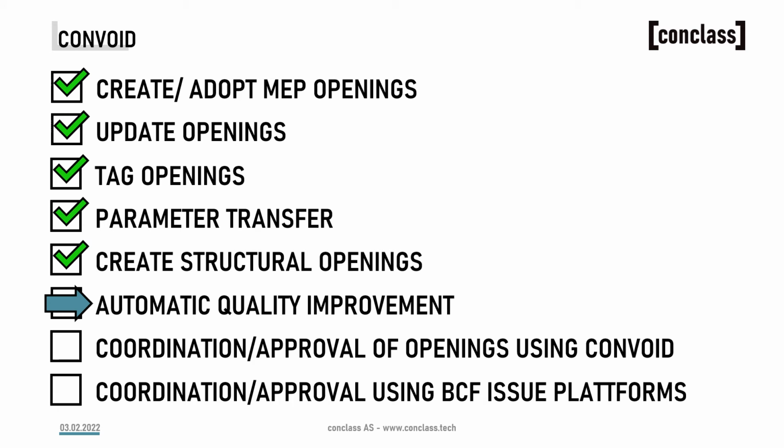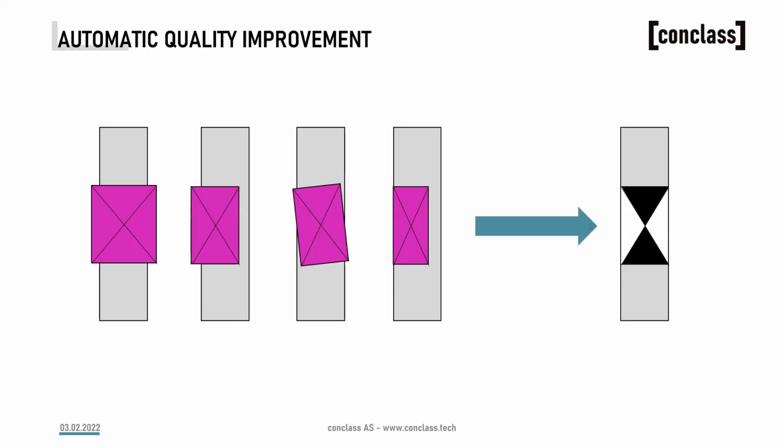Okay, what does ConVoid do to improve the results? ConVoid runs many quality checks to make sure the openings are placed correctly. Here are the most common things that happen. Sometimes the MEP openings aren't placed 100% correctly in the host element. There can be a little oversize, a minimal wrong location or rotation.